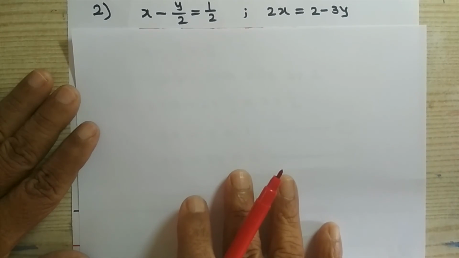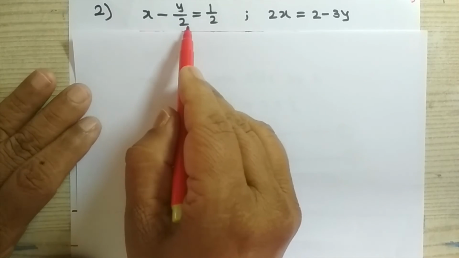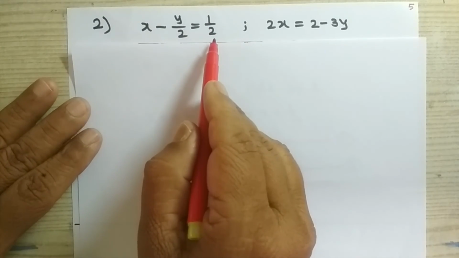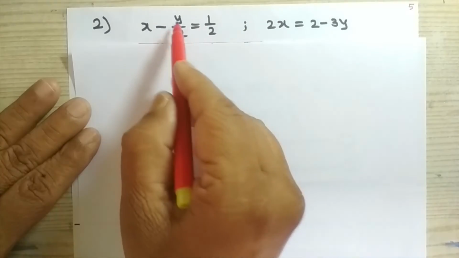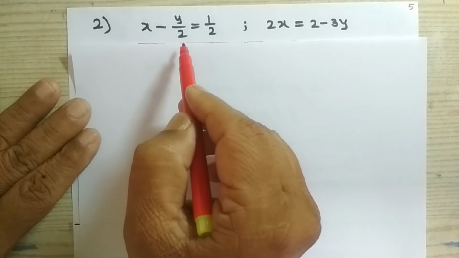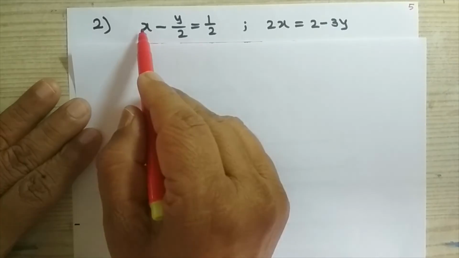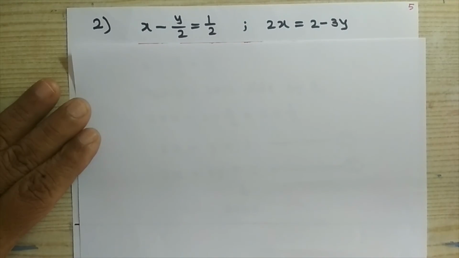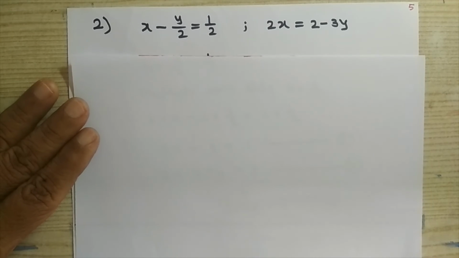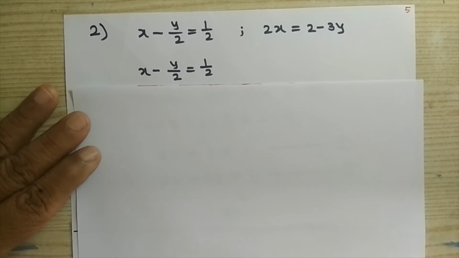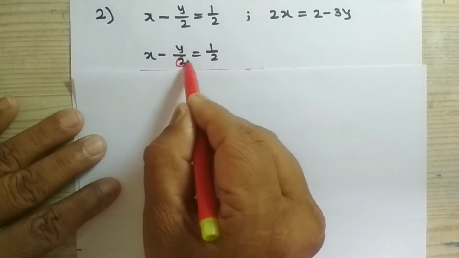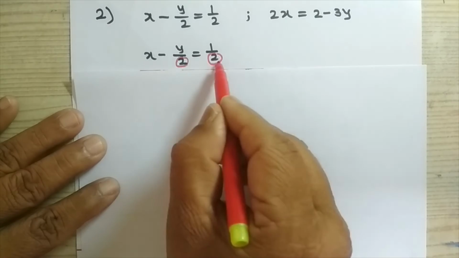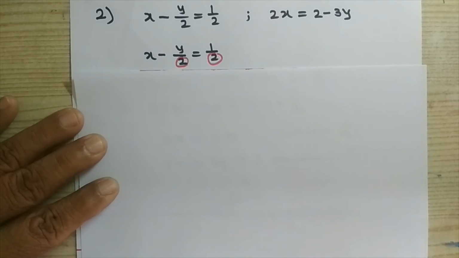Now we have to see another type of example. x minus y upon 2 is equal to 1 upon 2, and the other equation is 2x is equal to 2 minus 3y. Here fractions are there. We have to convert it into a regular equation. How? See here. In the denominator there is 2. We have to cancel it, which means we multiply by 2 each term of that equation.